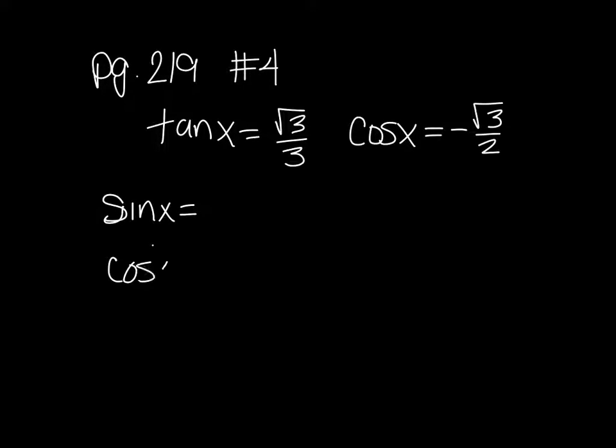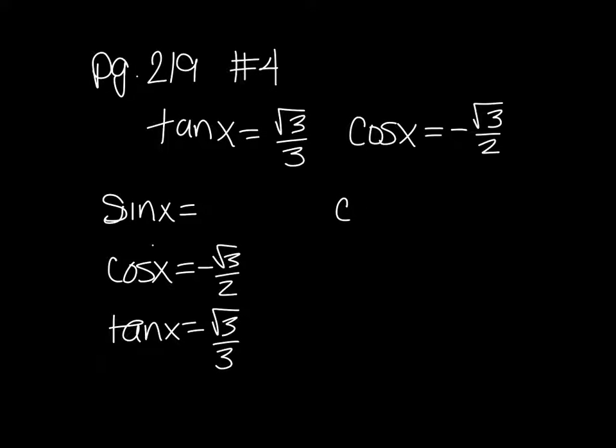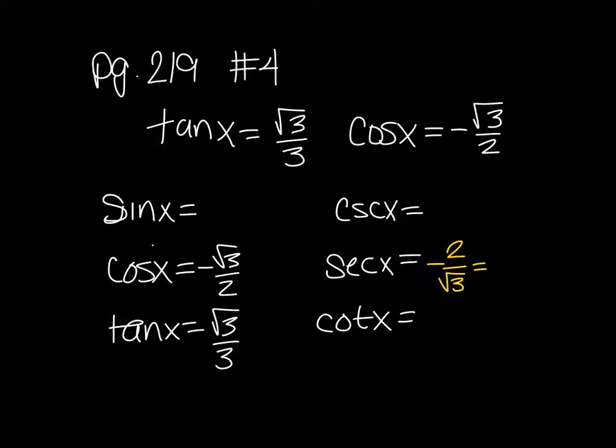I know that cosine is negative root 3 over 2. I know that tangent is root 3 over 3. I don't know cosecant. I don't know secant. And I don't know cotangent. Okay, 2 of these I can fill in real easy because we just flip over cosine and that will give us secant. So I flip cosine over, I get 2 over the square root of 3, but then I've got to rationalize that, so that's negative 2 root 3 over 3.